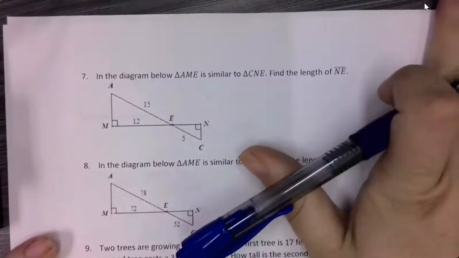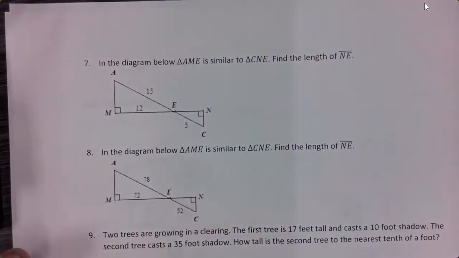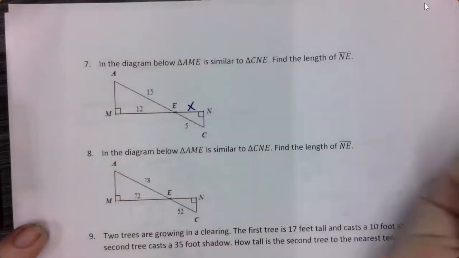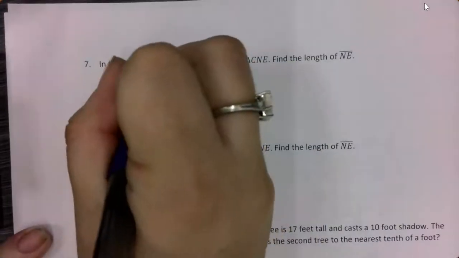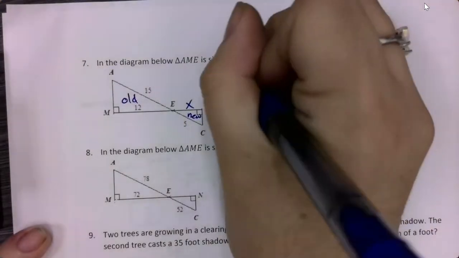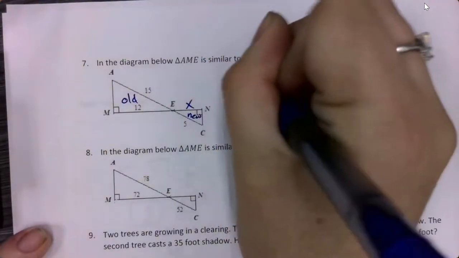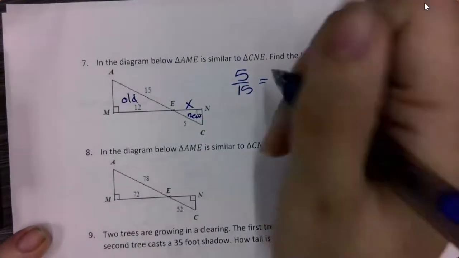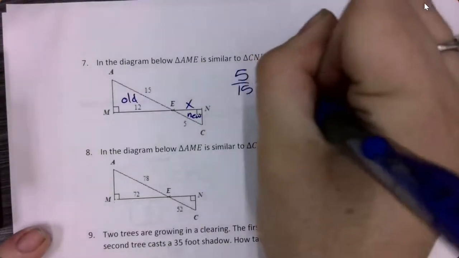This one gives me a diagram and it tells me the two triangles are similar and to find the length of NE. So I want to put my matching sides together. This is going to be my old, this is my new. So the diagonals are going to go together. I'm going to have 5 over 15. And then the straight across sides are going to go together. I'm going to have x over 12.